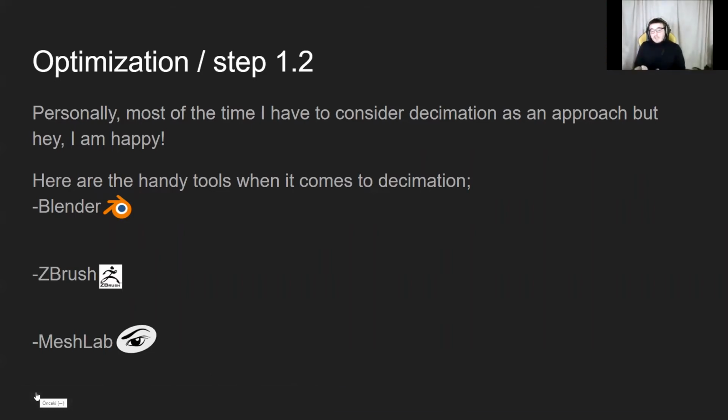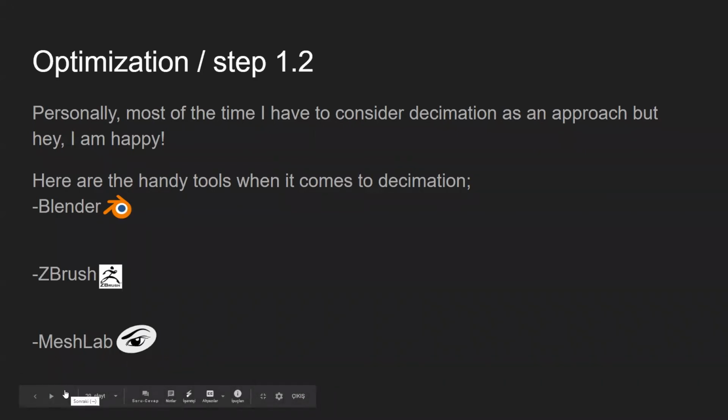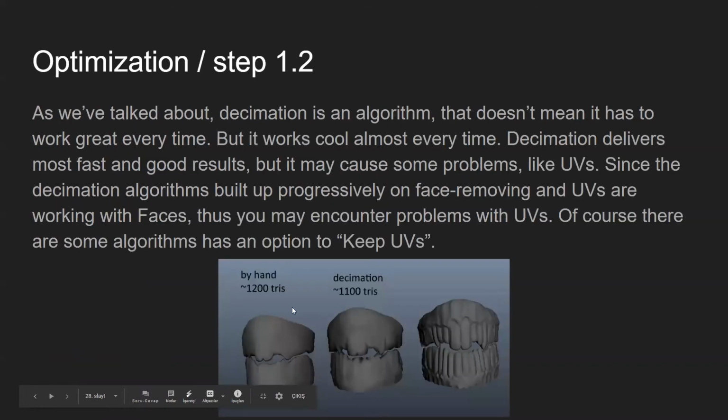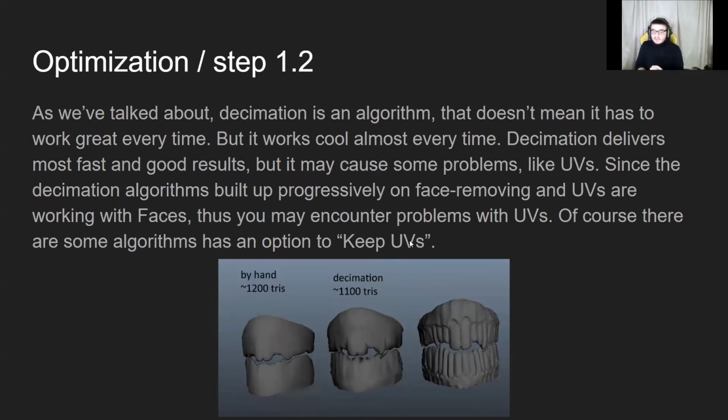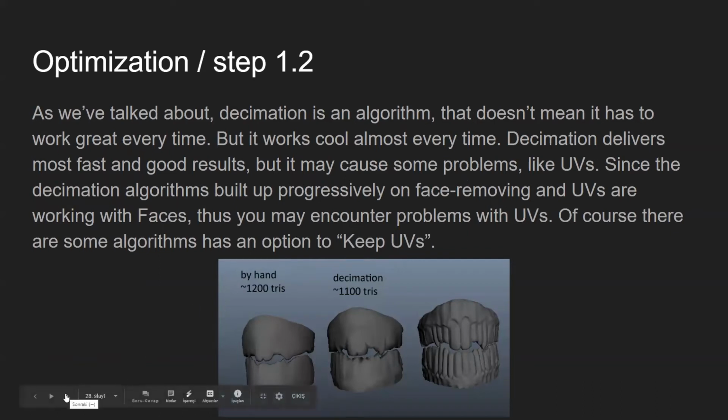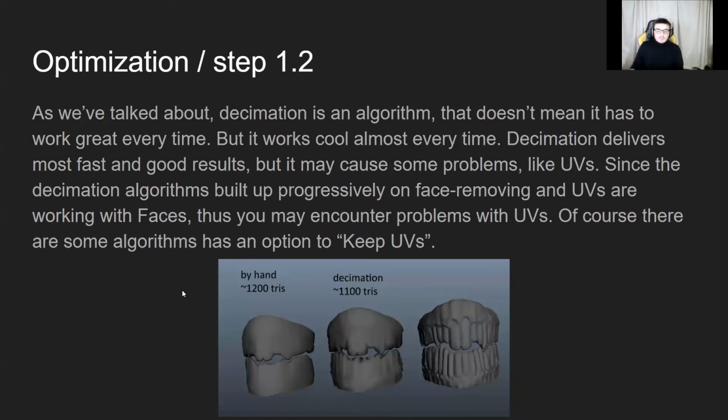Most of the time, yes, because you are literally destroying what exists in the topology and recreating it from scratch. Some tools, as you said in the previous slide, do that for you with various degrees of success. Yeah, they keep the UVs. ZBrush Decimation Master is definitely worth mentioning here. It is really good. There are also some enterprise-level decimation tools, like Simplygon and InstaLOD.